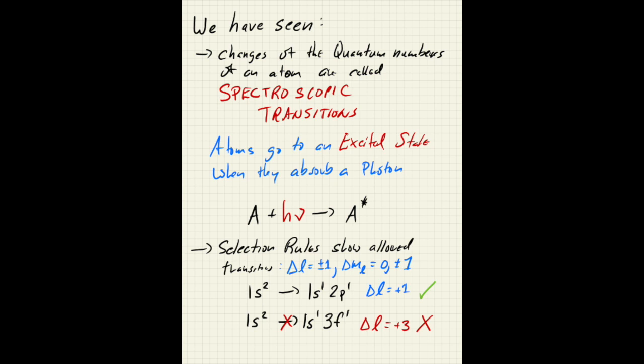Later on we'll see that you can have transitions that are forbidden, but for the time being we're going to set those aside. Again, we're using the orbital approximation. We're just checking to see how appropriate it is.